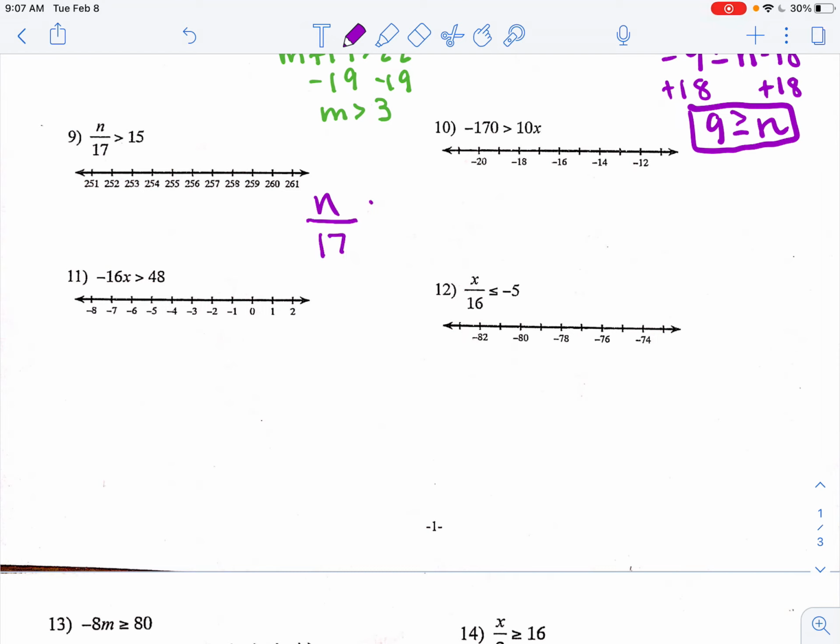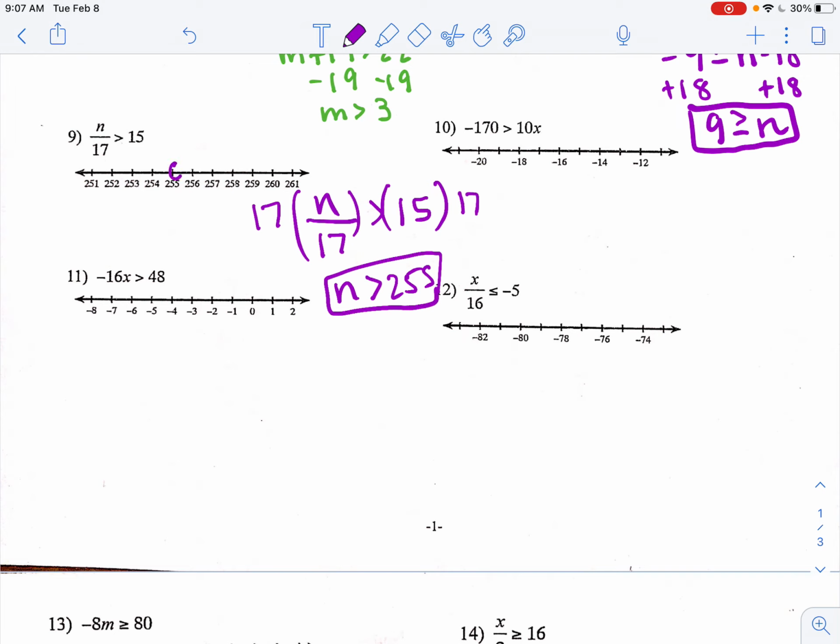Number 9 says n over 17 is greater than 15. Since n's being divided by 17, you've got to multiply both sides by 17. You will have a calculator. I'm actually grabbing one right now. 15 times 17 is 255. So n is greater than 255. That's open on 255, and I'll shade to the right. There was not a sign switch there because I multiplied both sides by positive 17. That's not a sign switch.